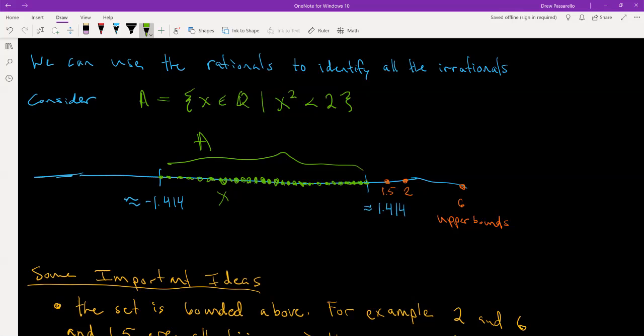Now on the right, you have these orange numbers like 1.5, 2, and 6 that are more than the square root of 2, or more than 1.414. Since they're more than the square root of 2 and they're not in the set A, they're bigger than all of the elements in the set A. And so these orange numbers like 1.5, 2, and 6 are examples of what are called upper bounds.